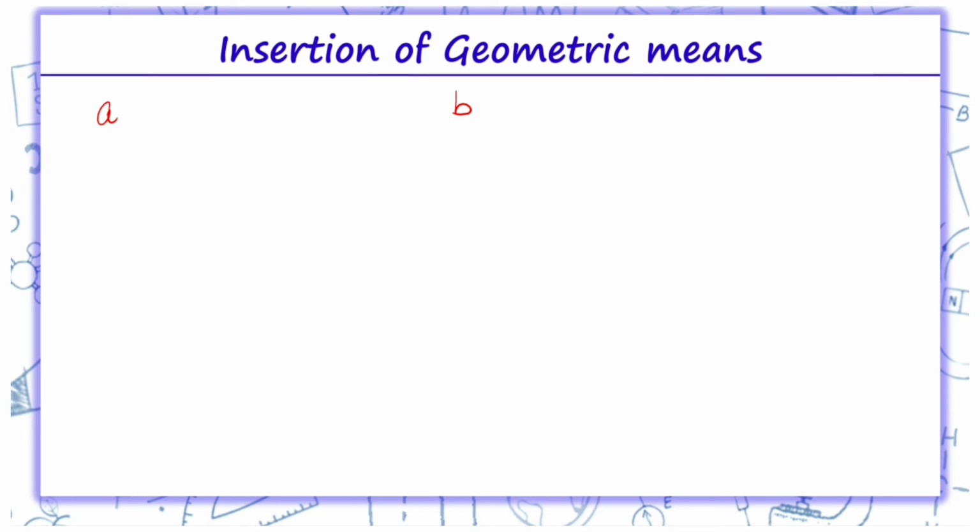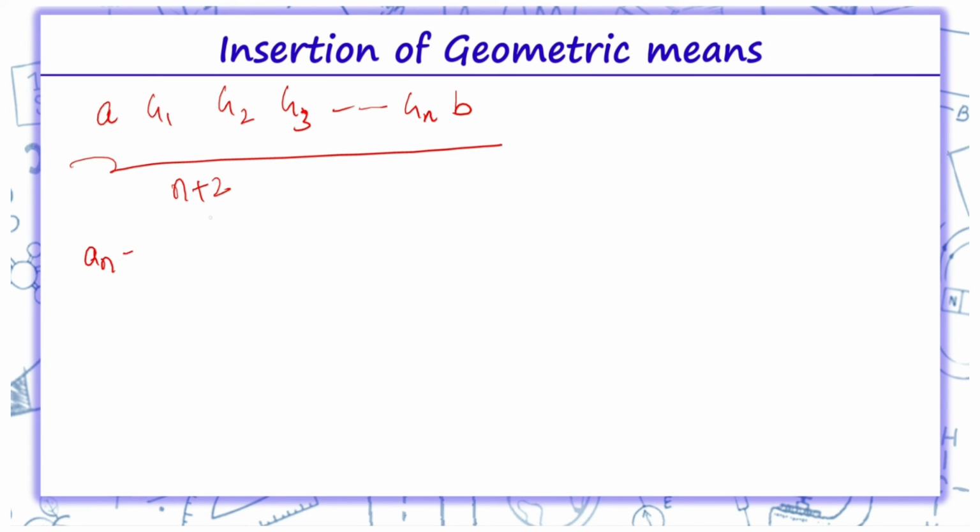So I have to insert geometric means over here, that is g1, g2, g3 and so on till gn. So when we insert these numbers, the total number of terms comes out to be n plus 2. As we know, the formula of GP is an is equal to a into r to the power n minus 1. An is b, this is a only.